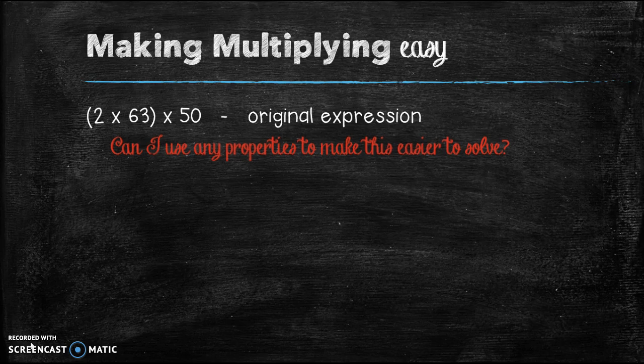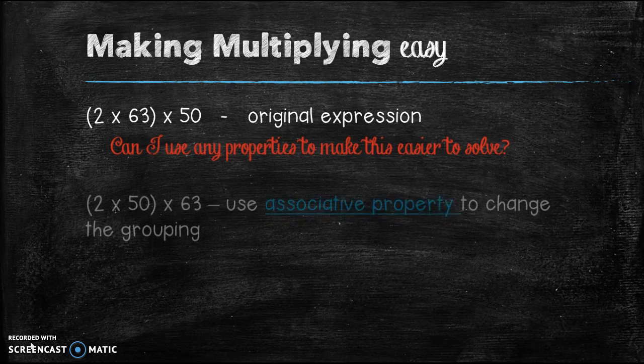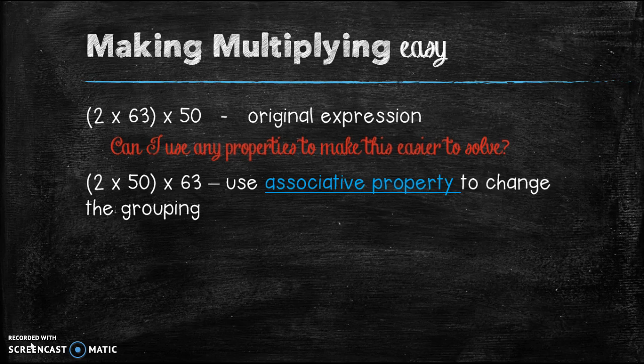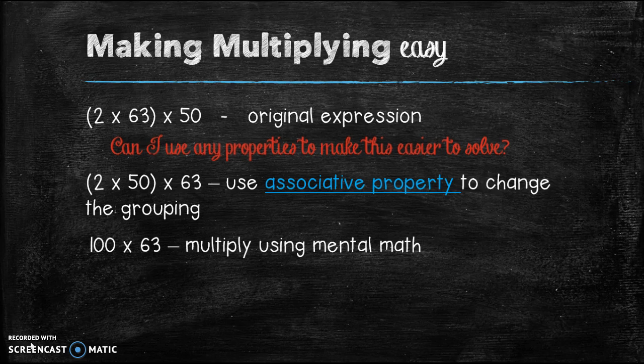So instead, I'm going to use some properties to make it easier to solve. So the first thing I'm going to do is I'm going to use associative property to change the grouping because 2 times 50 is much easier for me to do in my head. 2 times 50 equals 100 times 63. Well, I can multiply that using mental math. I'm going to show you a little trick that we're going to learn more about tomorrow. But anytime you're multiplying by a 10 or 100 or 1,000 or even a billion, this is the trick that you're always going to use because another property can help you out.